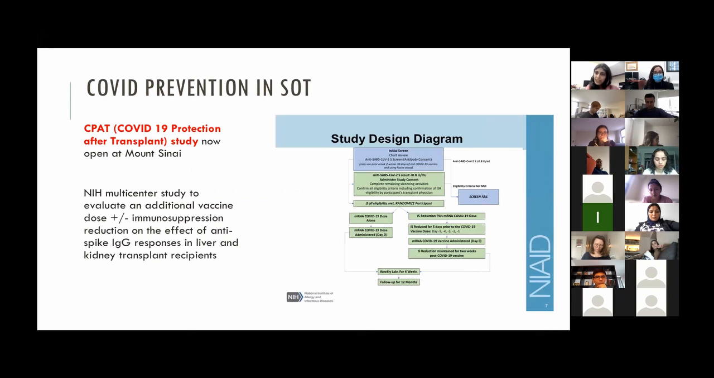What are other options for these patients who are not mounting a response to vaccine? There's a new study that we just opened up here. Again, I'm mentioning it, COVID-19 protection after transplant studies. This is an NIH multi-center study looking at giving patients an additional vaccine dose and randomizing them to an arm to decrease their immunosuppression, to see if we hold the cell receptor, if we cut the tacrolimus, does that help a patient mount a response to the vaccine? And so that's what this study is going to be looking at.